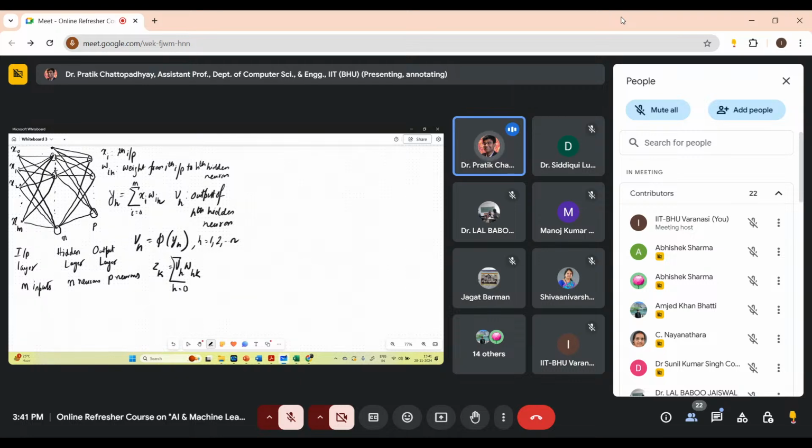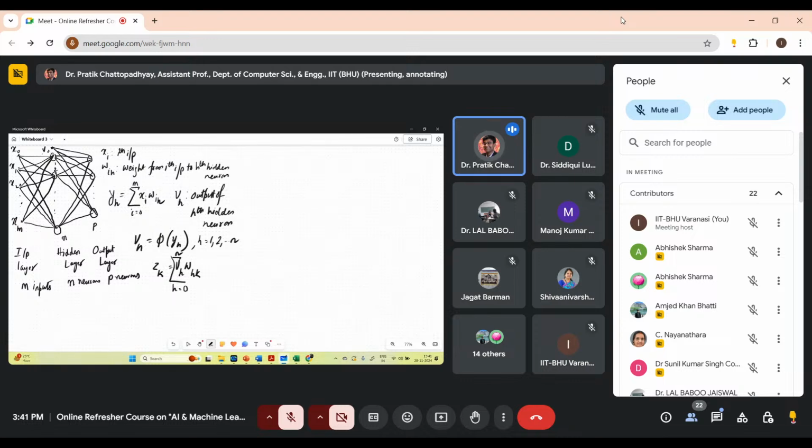0 to n. So basically V0 we don't have, we have first hidden neuron, second. This V0 is the bias which is always set to 1. So here we have V0, which is the external bias signal that is coming. We set that to 1 into WHK.